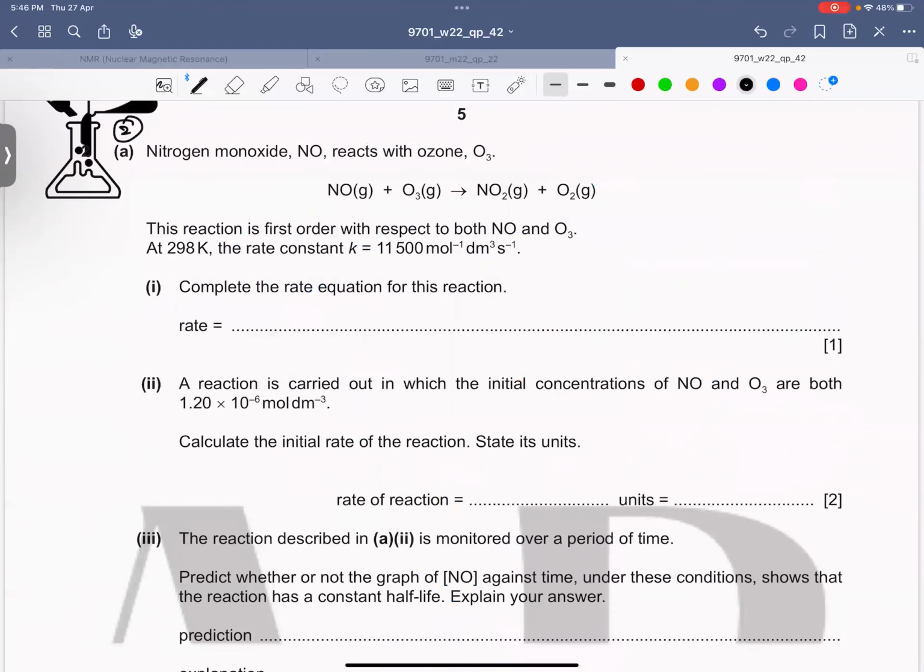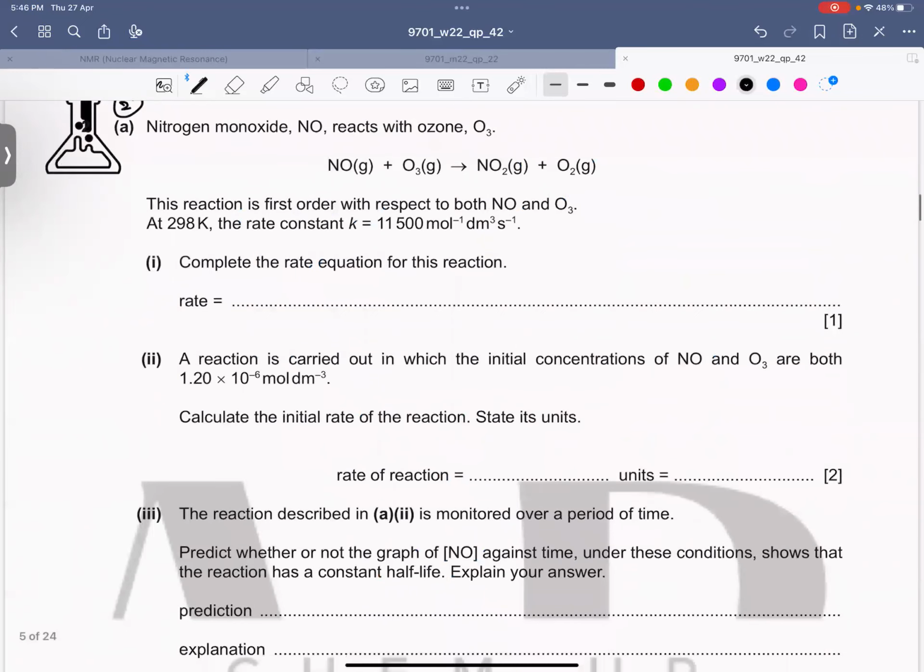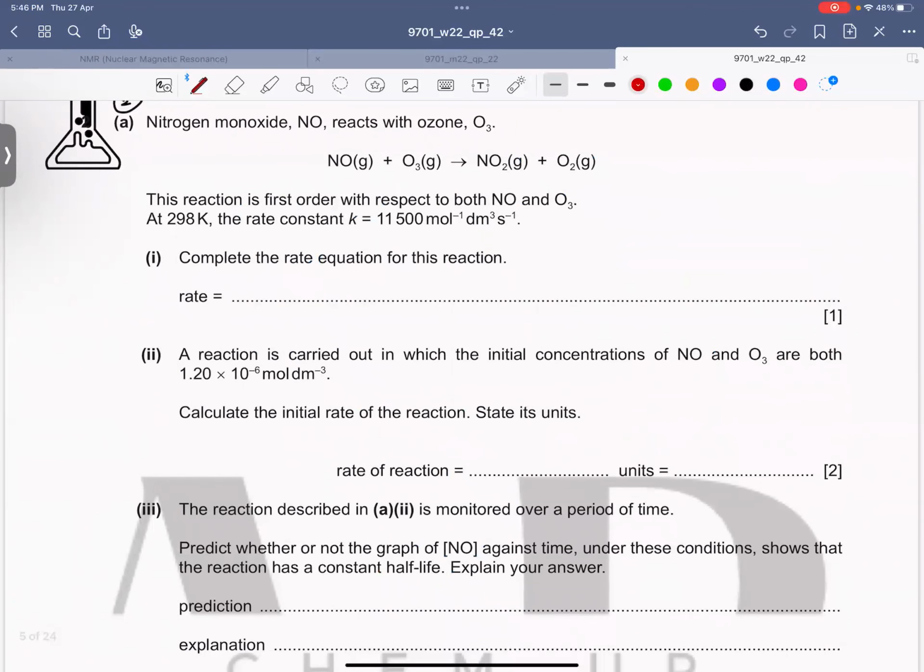Okay, now we are going to start question number 2. Here in question number 2, nitrogen monoxide reacts with ozone. The reaction is first order with respect to both NO and ozone. At 298 Kelvin, the rate constant k is 11,500 mol inverse dm cube second inverse. Complete the rate equation for this reaction.